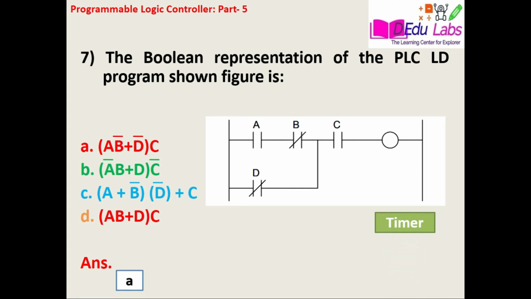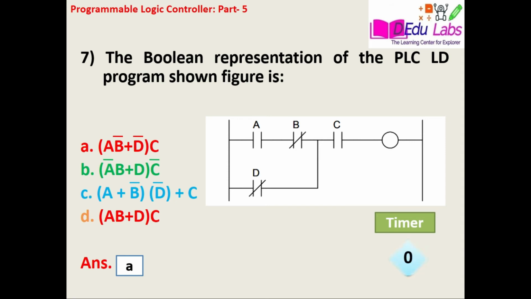So the answer is option number A, that is in bracket A into B bar plus D bar bracket over into C. As shown in the figure, there are a total of 4 inputs and 1 output. Input A, input B, input C and input D. In this case, input A and input C are normally open switches and input B and input D are normally closed contacts, that is the switches.